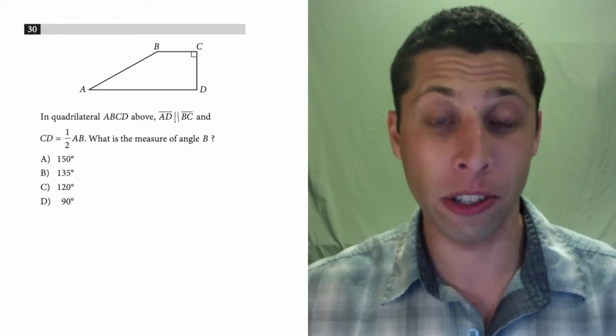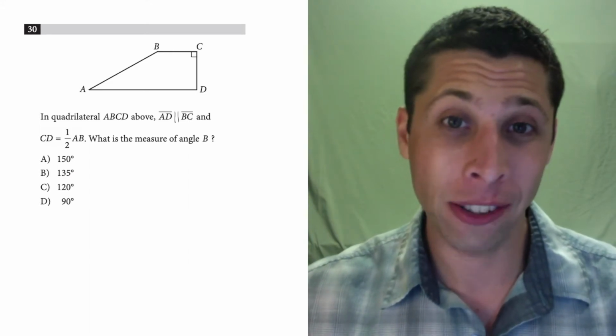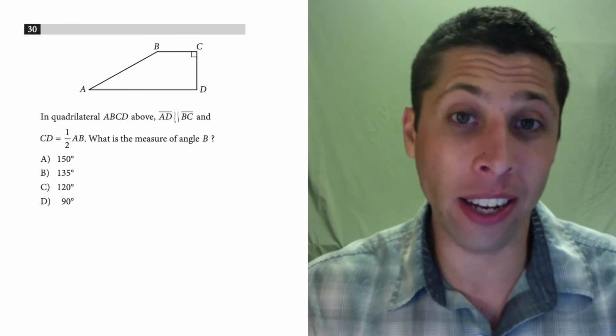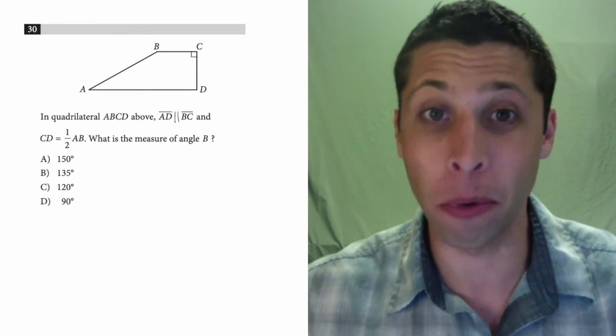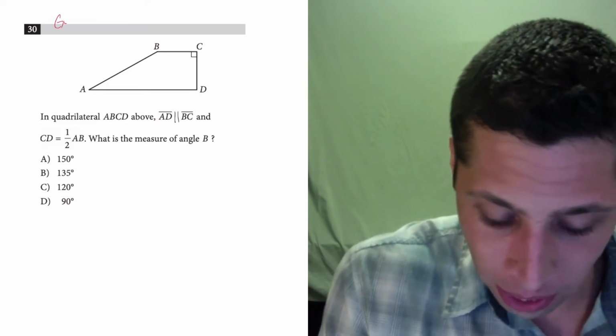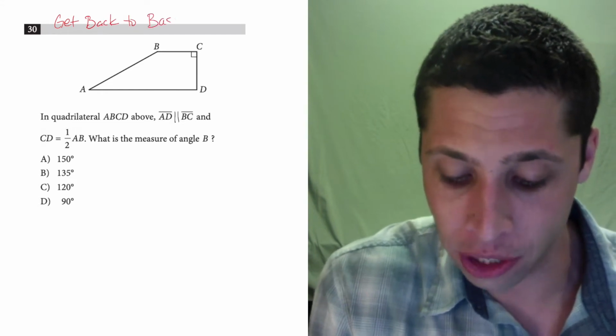The first thing that I notice about number 30 is that it's a geometry question with a weird shape. And so that's a good sign that we need to take this weird shape and turn it into something more useful that's more familiar to us. So this is a good example of our get back to basics strategy.